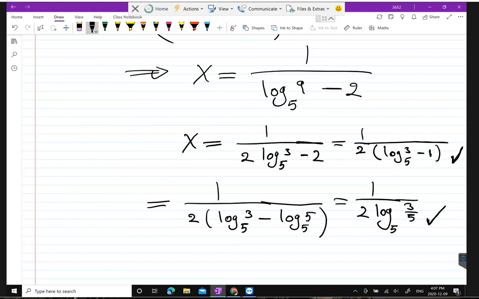Okay, so this is all I want to mention about how to solve equations involving exponential and logarithmic functions.